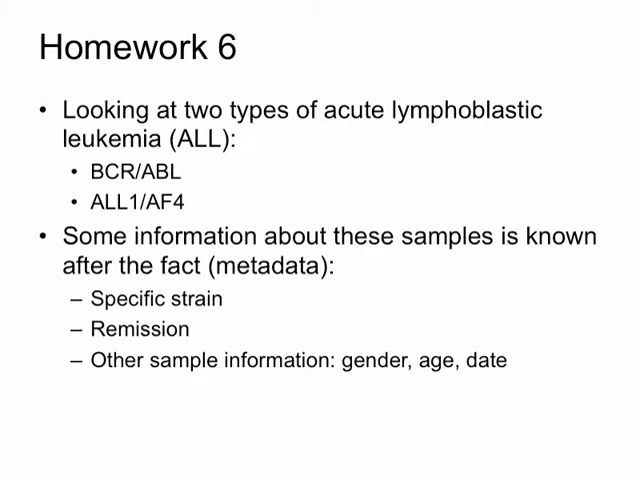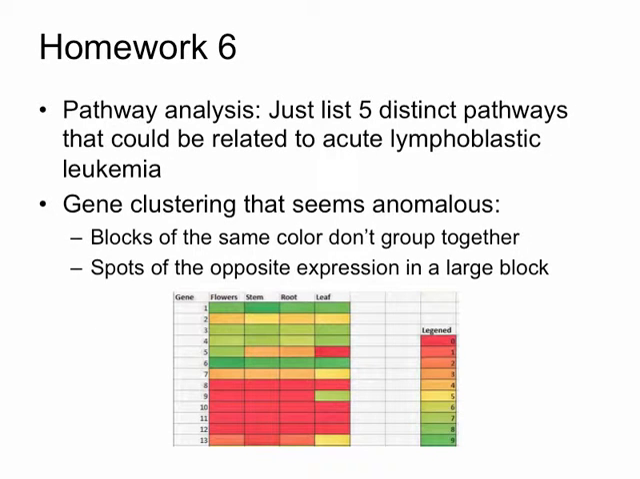Just because these samples were taken on a certain date, there's more information known about them. So specifically what type of cancer it was, or if it went in remission. There's also other types of information, like the gender, the age, the date, if the cancer came back, when was their last treatment. All this stuff's called the metadata, just describing your data. So that's what the homework's about.